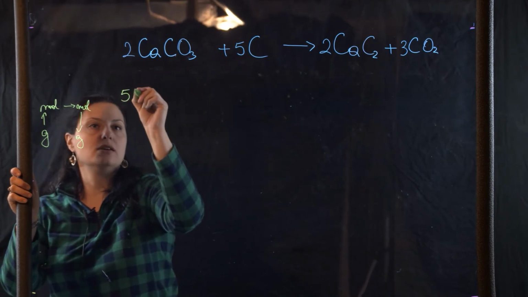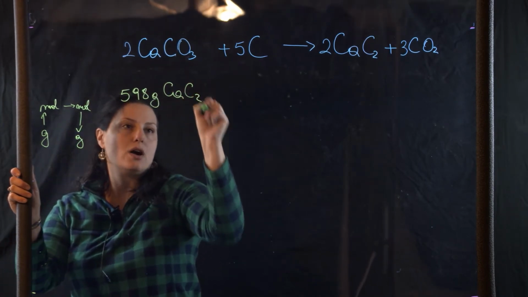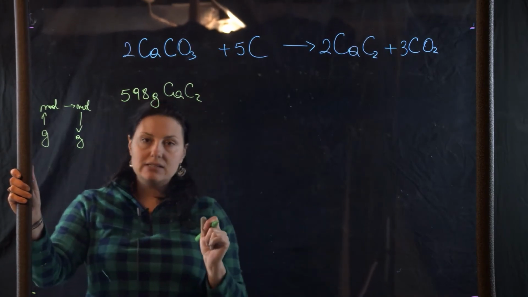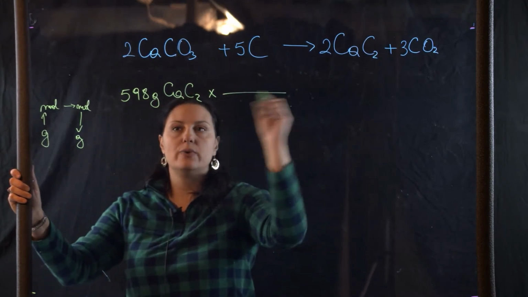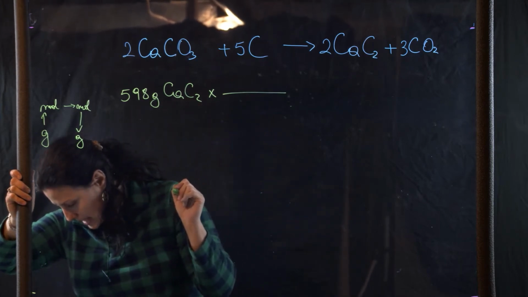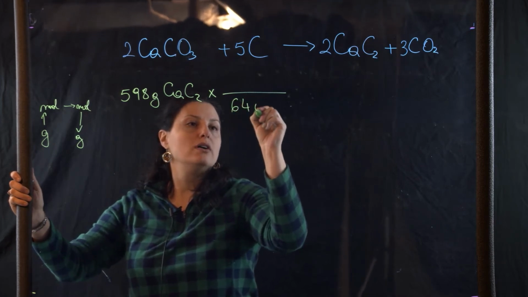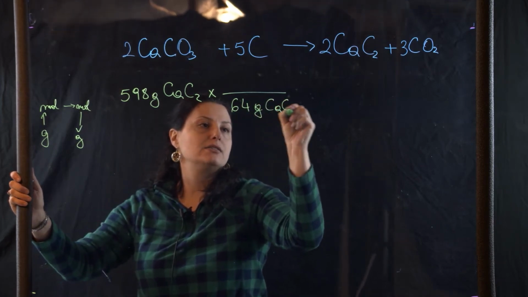598, that's what I start with, 598 grams of calcium carbide. I use the molar mass of calcium carbide in such a way to get rid of my grams. Molar mass is 64, so I know 1 mole of calcium carbide weighs 64 grams.